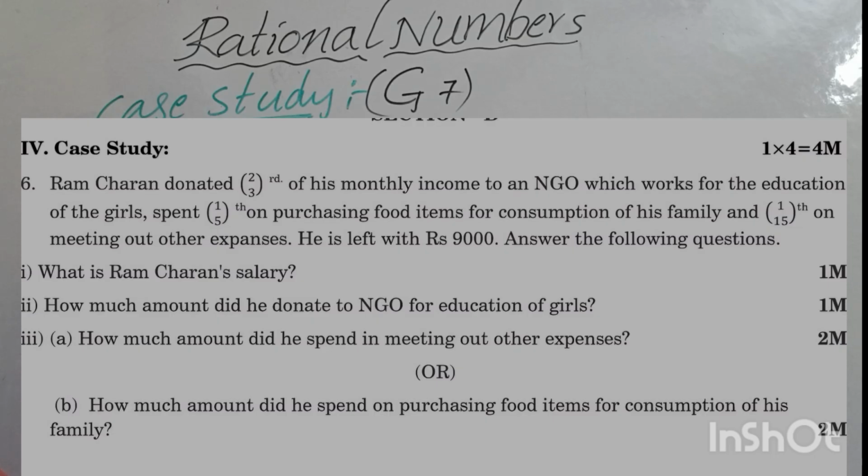Answer the following questions. The first question is, what is Ramcharan's salary? The second question is, how much amount did he donate to the NGO for education of girls? The third question, how much amount did he spend in meeting other expenses? And the last one, how much amount did he spend on purchasing food items for consumption of his family?